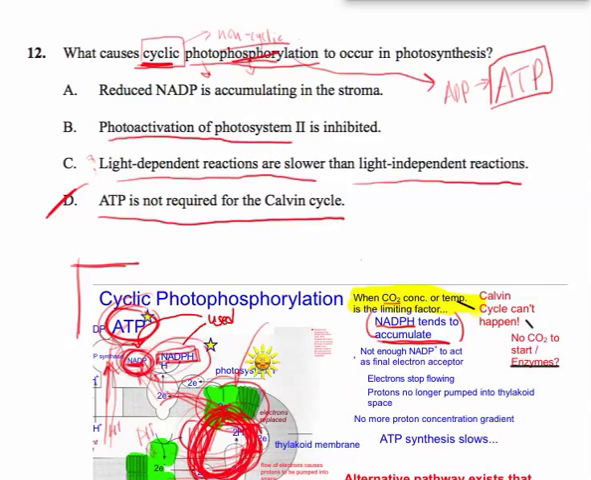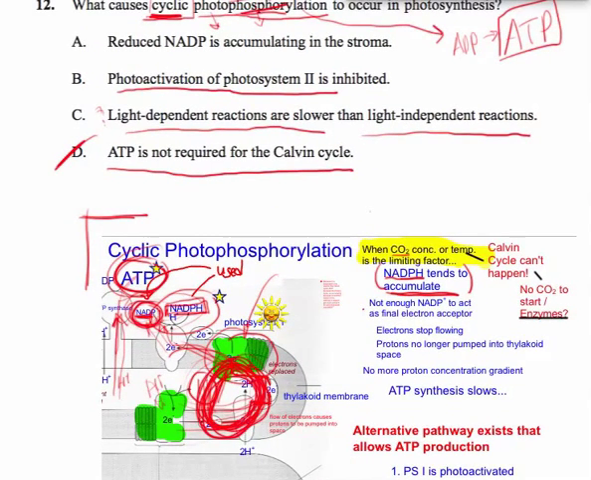Photoactivation of photosystem 2 is inhibited. It's not that it gets inhibited, this still gets really excited, there's just no place for electrons to go, so electrons have to start going in a circle around here. So B is not going to look good.